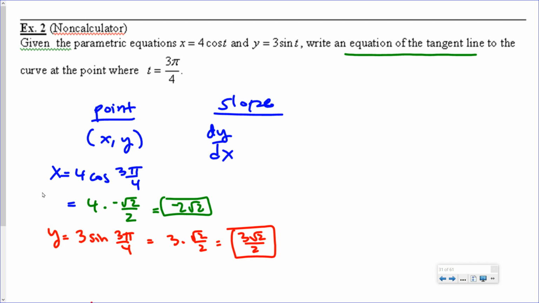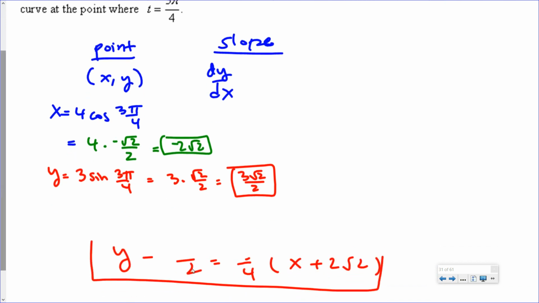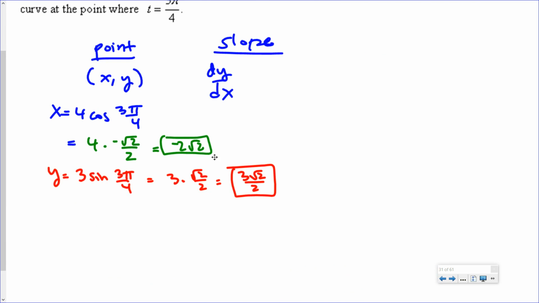Is everybody good with that? I'm going to leave it x and y like that because they didn't expressly ask me to put the point. Well, let me just put it. This is the point, just to make sure you understand. If they ask you for the point, that is the point. You need an x comma y. All right, on the slope side, do you remember how I find the slope when I have a t parameter?